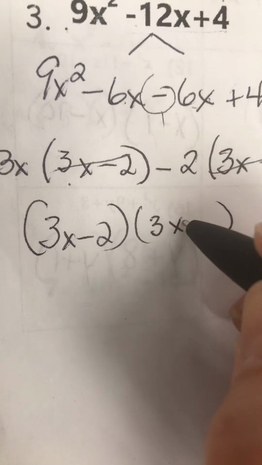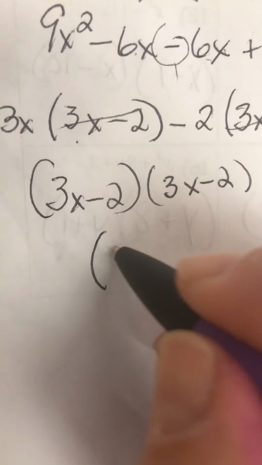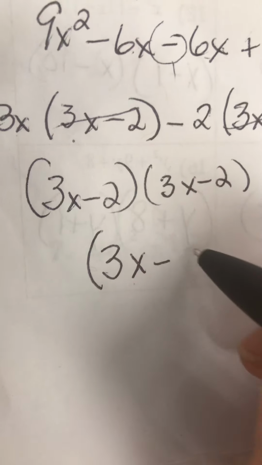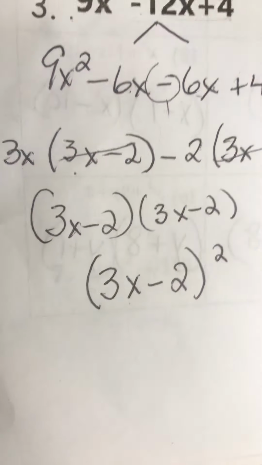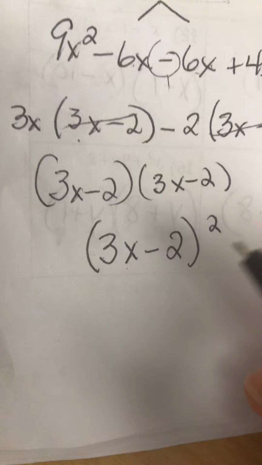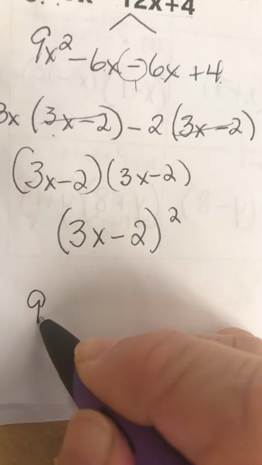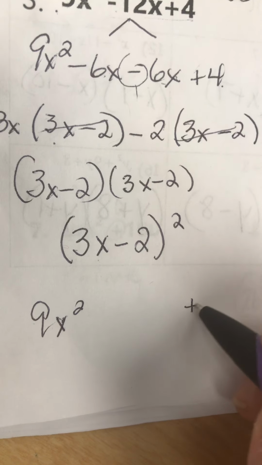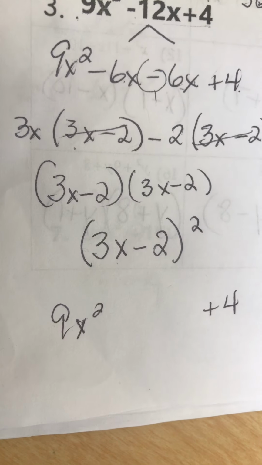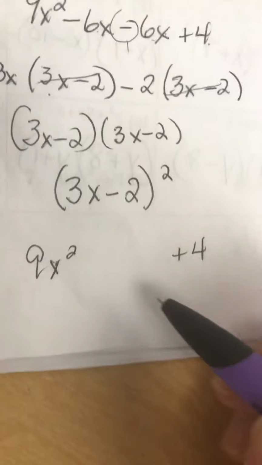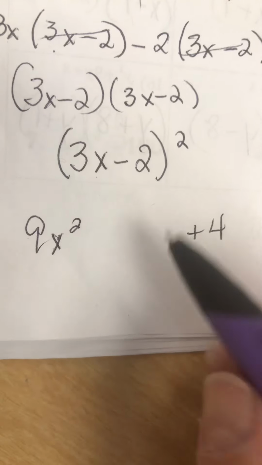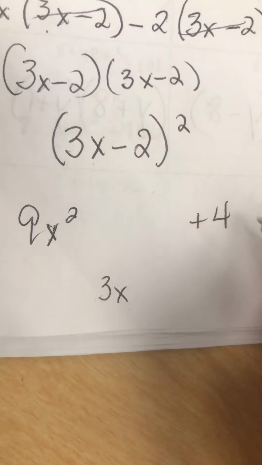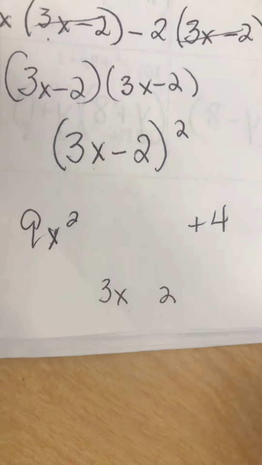Notice they are the same. That's why it's called a perfect square trinomial. It could be written this way. Okay? So I told you I'd show you a quick shortcut. If ever you come across a problem and the first term is a perfect square and the last term is a perfect square, write them. The perfect square root to this was 3x. The perfect square root to that was 2.